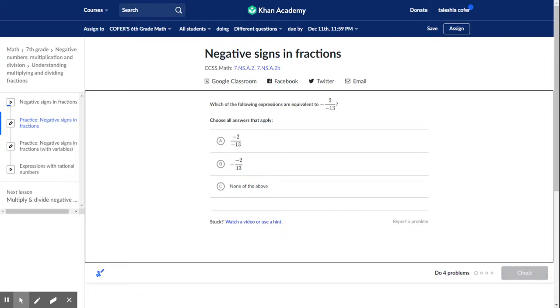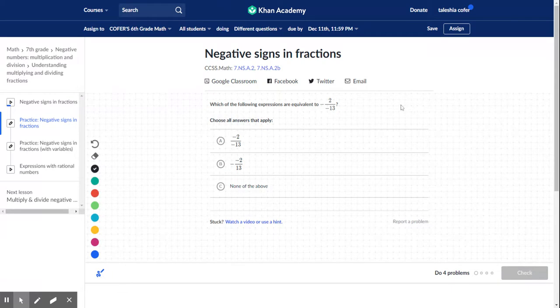Let's learn about negative signs in fractions. From previous knowledge, we know that if they're the same sign, it will be positive. If they are different signs, it will be negative. We also know that an even number of negative signs would end up being positive, and an odd number of negative signs would end up giving us a negative number, and so on. So, let's see how we can use that information to solve these problems.